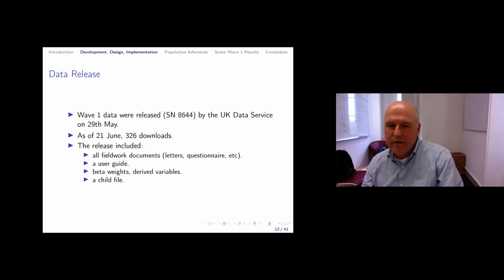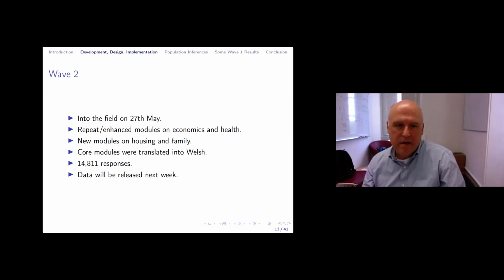And the release included all the fieldwork documents, an extensive user guide, weights to make the data population representative, derived variables, and also a child file. So the respondents are individual adults, but we asked individual adults about children of whom they were the parent or guardian and residing with. And then we asked questions about how those children were doing with homeschooling and what was happening to them. And then we converted that data into a file in which children are the unit of observation to facilitate analysis. So we got all of that out by the end of May.